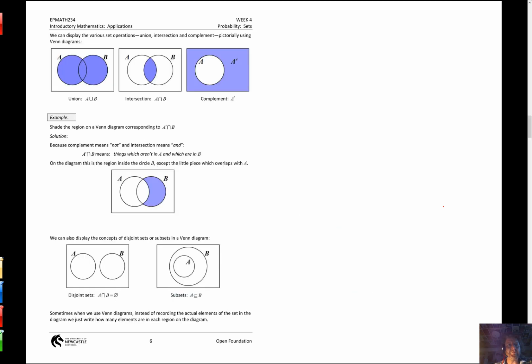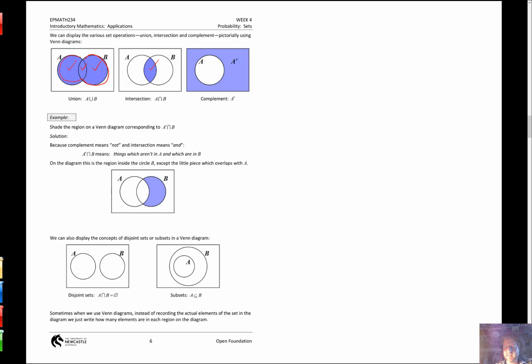So when I talk about A union B, remember I drew that little thing around saying A union B is everything within both. Yeah, that's what union means. It includes the or, the and bit. Yep. Intersection was only what's in the middle that intersects.